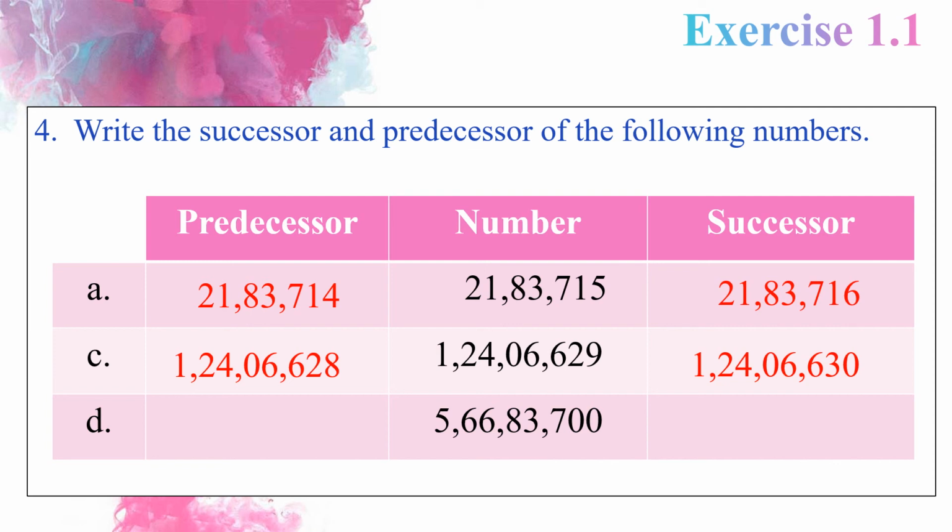6,630. D question, 5 crore 66 lakh 83,700. To get the predecessor, we need to subtract 1 from the given number. Therefore, we get the answer 5 crore 66 lakh 83,699. To get the successor, we need to add 1 to the given number. Therefore, we get 5 crore 66 lakh 83,701.